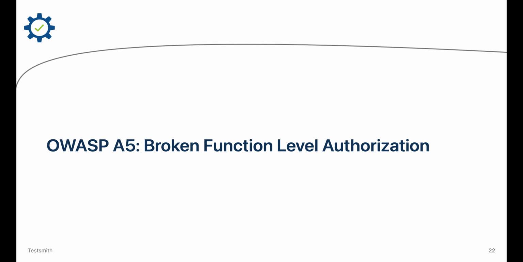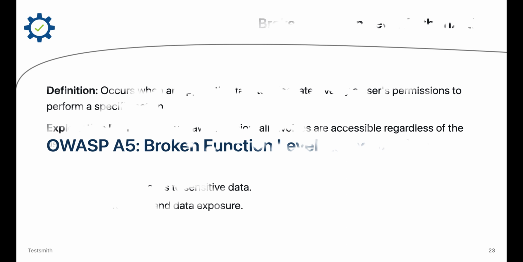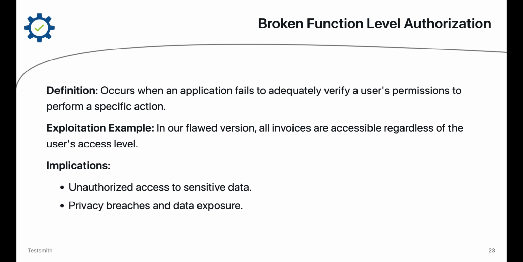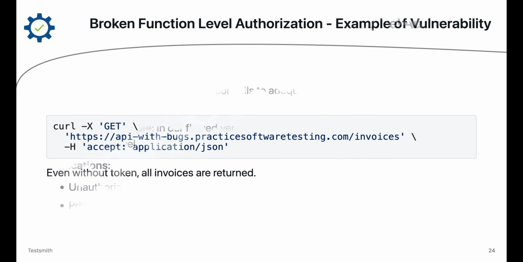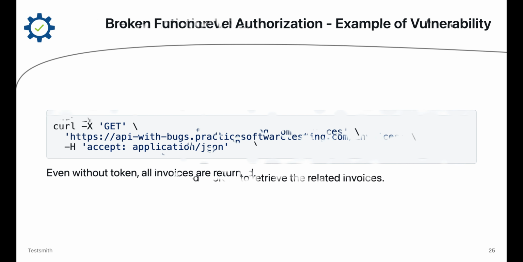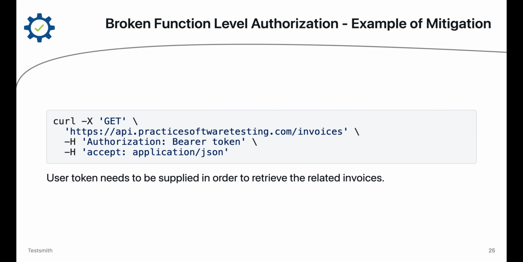Moving on to OWASP A5, Broken Function Level Authorization. This vulnerability arises when an application doesn't properly check whether a user has the right to perform a specific action. In our flawed version, all invoices are returned without considering the user's access level. To mitigate this, employ proper authorization checks at each function level. Validate the user's permissions before allowing actions like retrieving sensitive data, ensuring that users only access functions they're authorized for.